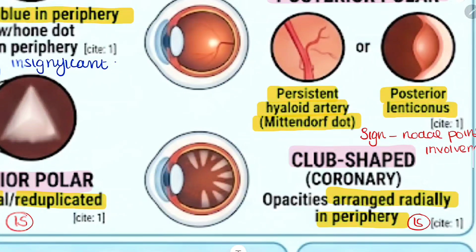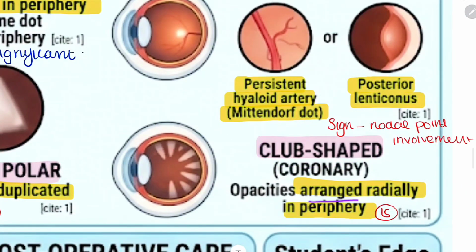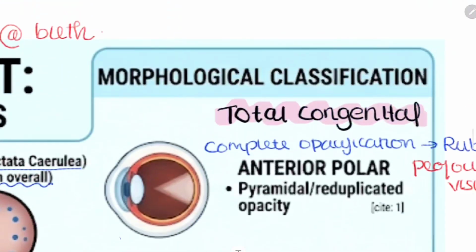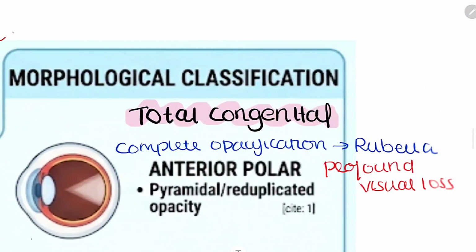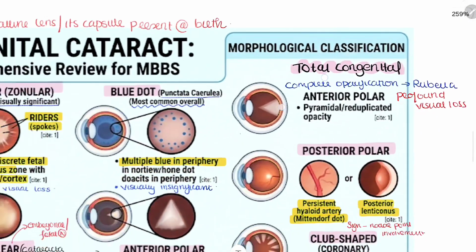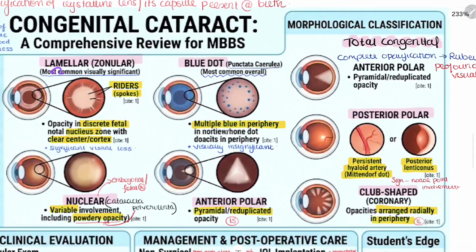The next cataract is club-shaped or coronary cataract, where we can see the opacities are arranged radially in the periphery, in a club-shaped or coronary way. Now the last one is total congenital cataract, where there will be a complete opacification, and they are seen in rubella with profound visual loss. So once again, what are the morphological types? It can be lamellar, nuclear, blue dot, anterior polar, posterior polar, club-shaped, or total congenital cataract.